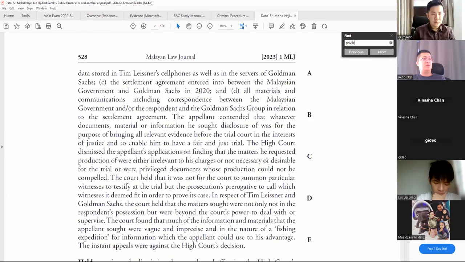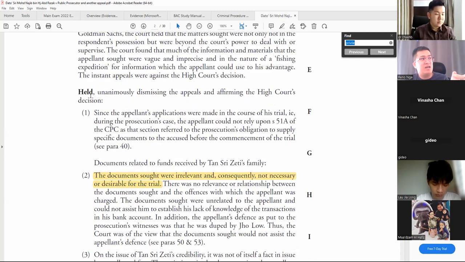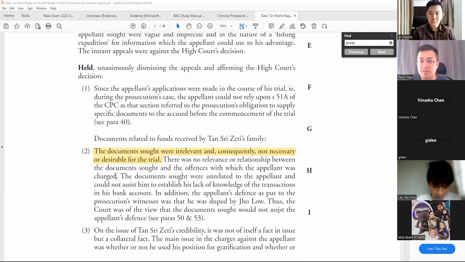Actually, in Malaysia, we are very convenient because unlike in the UK, the judge will even highlight to you, this is a summary of that. But then, who is that? Lee, right? You say the court held Section 112 is privileged, the accused is not entitled. I don't think so. If I'm not mistaken, correct me if I'm wrong, the court actually says, I don't give you, not because you are not entitled, but because it's not relevant. So I don't need to give you. The document sought was irrelevant and consequently not necessary or desirable for the trial. So this is what they say. So basically they didn't say can or cannot. They just say if it is irrelevant, don't ask. Right?